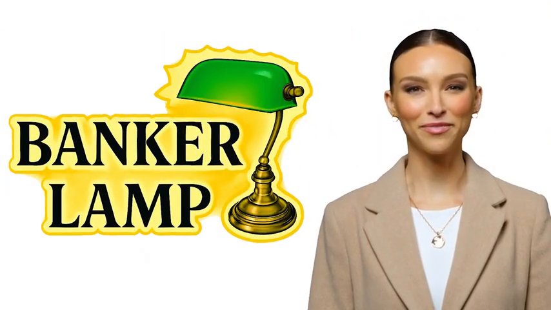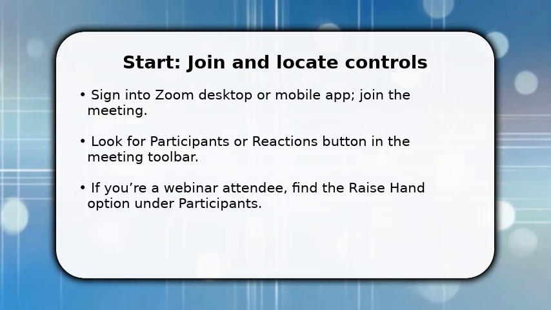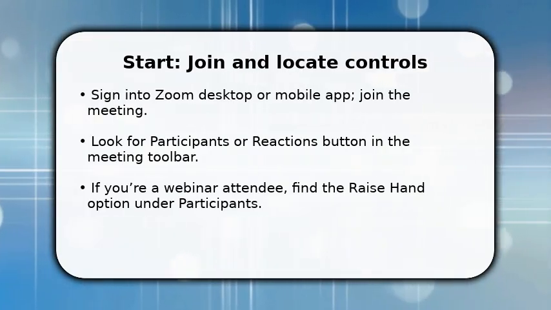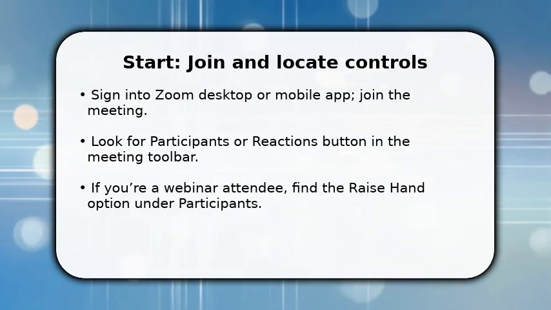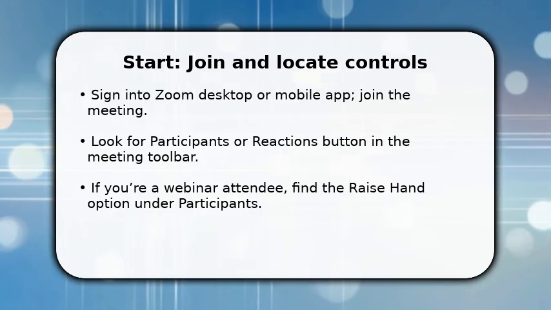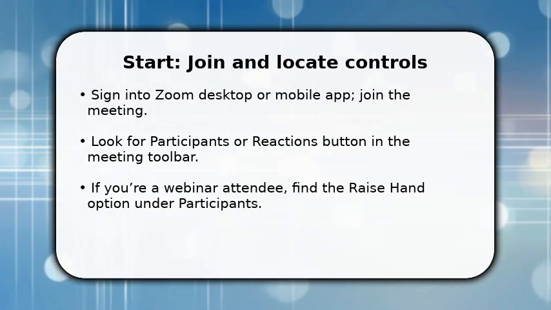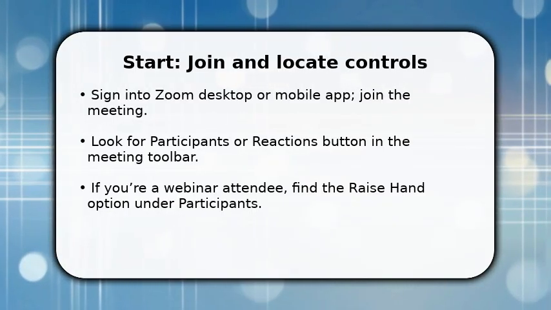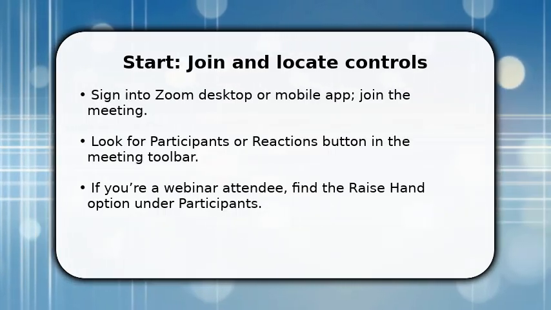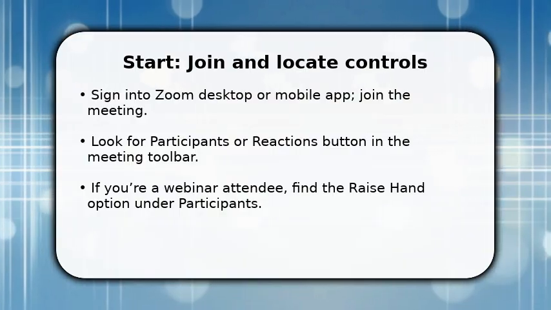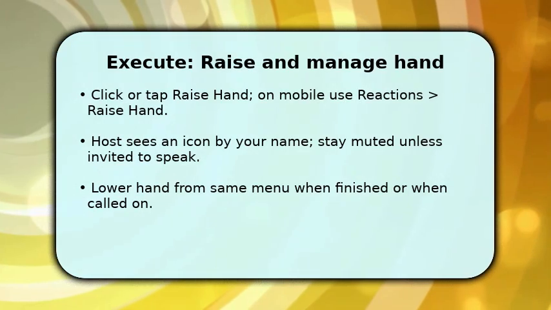Please enjoy the video. You've joined the meeting, now act. On desktop, move your cursor to the bottom toolbar and open Participants. On mobile, tap the screen to reveal controls. Once done, scan for a Raise Hand button or a Reactions menu. Webinars show it under Participants. You're doing this to signal the host without interrupting audio. Make sure to use it instead of unmuting. If controls are hidden, toggle the interface visibility. Because locating the feature is the first actionable step to participate, you're ready to raise your hand.